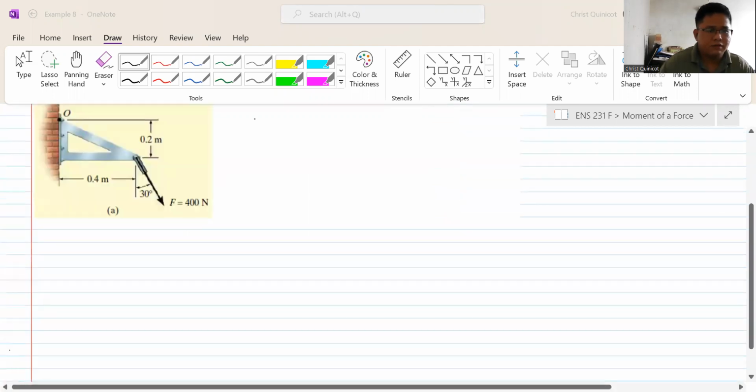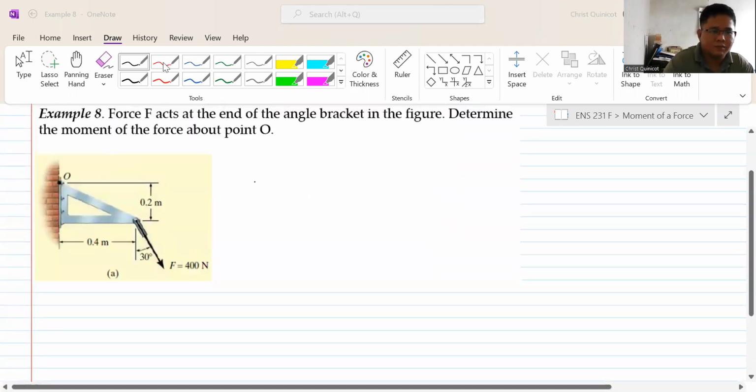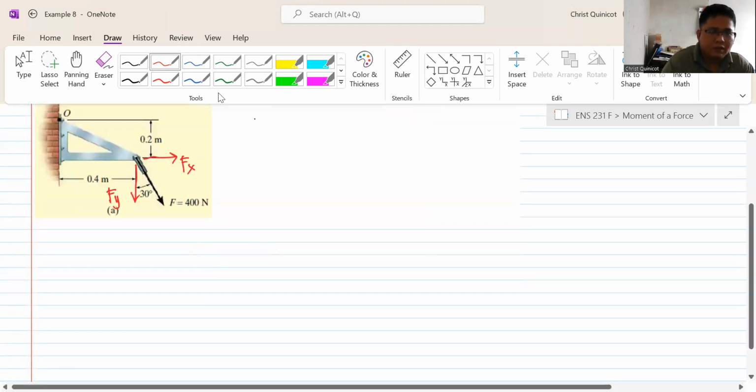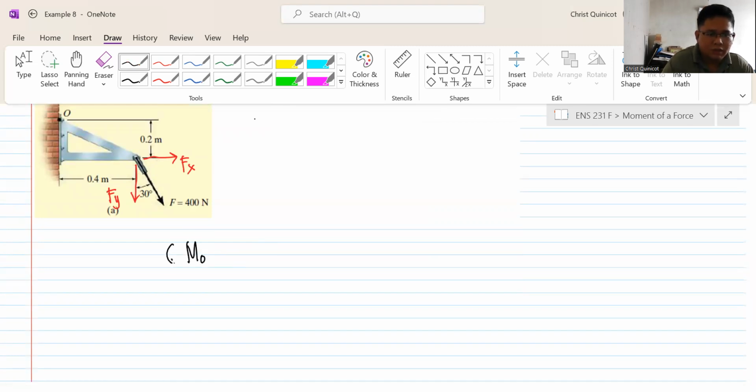Okay, so if we want to follow the principle of moments, or Varignon's theorem, we write this is our F sub y, and this going to the right is our F sub x. And if we observe, the perpendicular distances of our two forces are already given, so we can immediately do the calculation. So the moment about point O, assuming counterclockwise positive, is equal to force times distance.